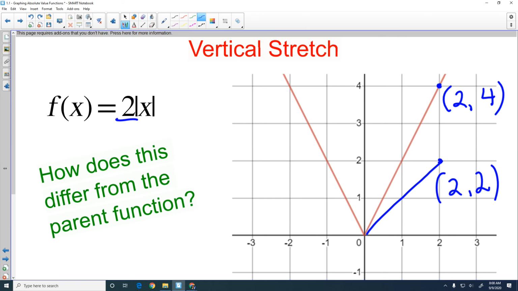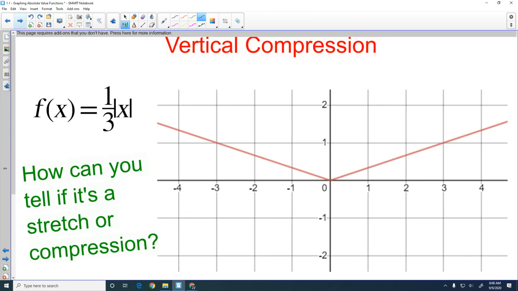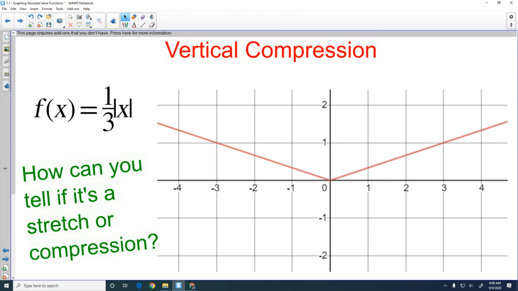Okay, we have one last transformation. Let's take a look. A vertical compression. Now the word compression means to squish together. Vertical compressions. Go ahead and write that function. It's f of x equals 1/3 times the absolute value of x. And then go ahead and sketch that graph. And be careful about where each of these points are.